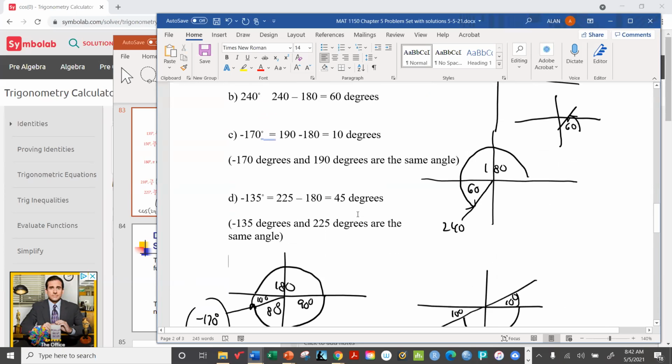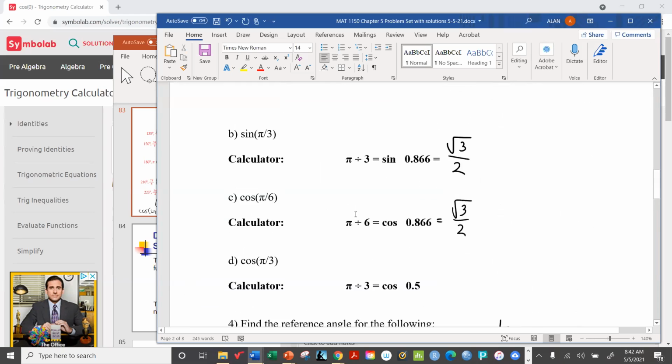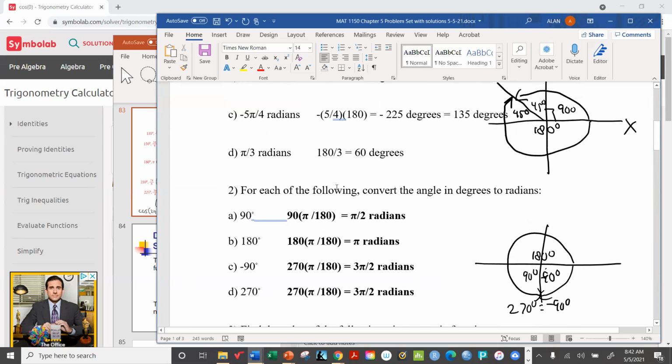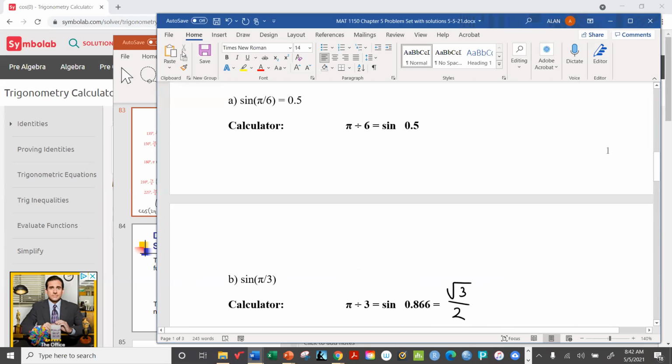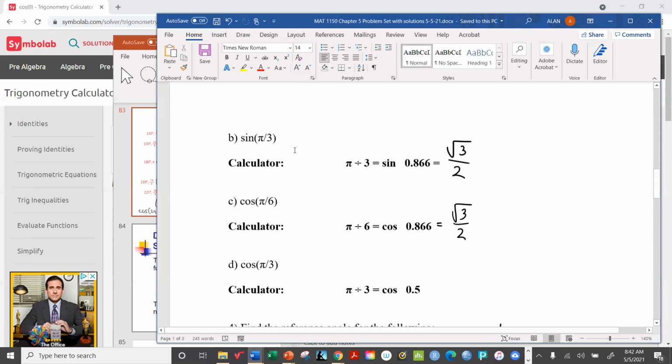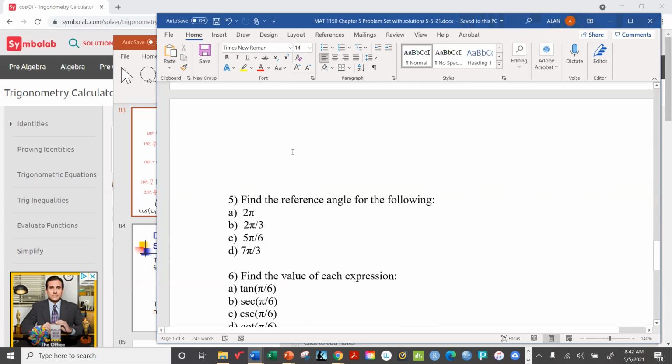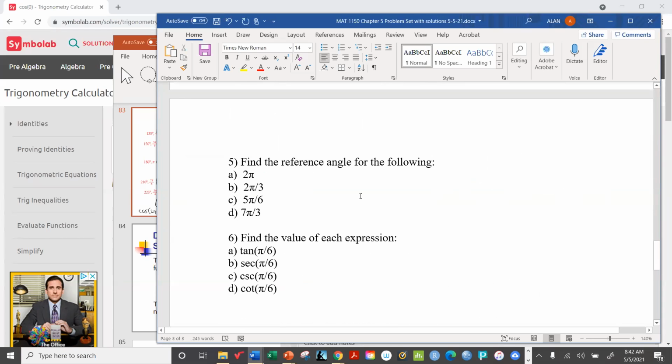Very nice. I don't think Symbolab can do this for you, though. These it can do. Yes, these conversions, not a problem. Now here, it's the same principle. We're trying to find ourselves back in the first quadrant, but instead of subtracting 180 degrees, we're going to subtract pi radians.